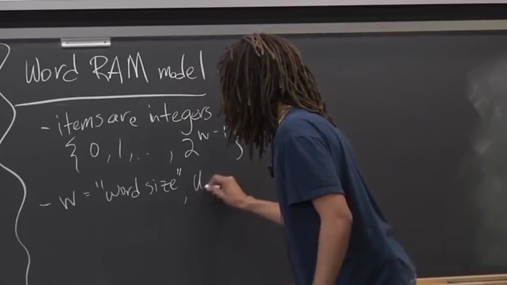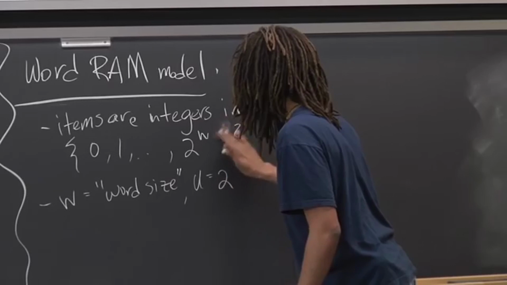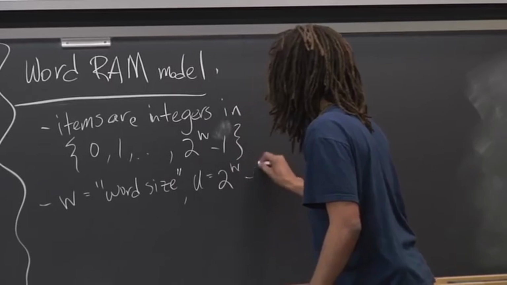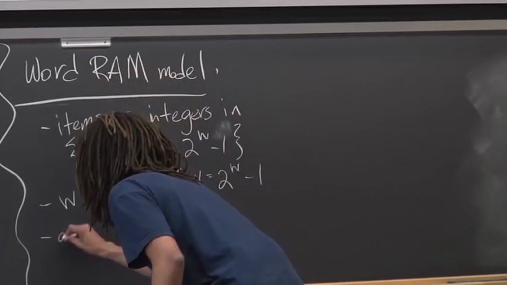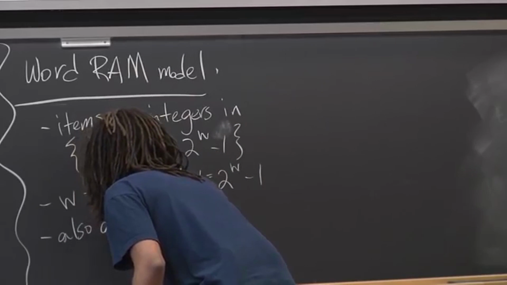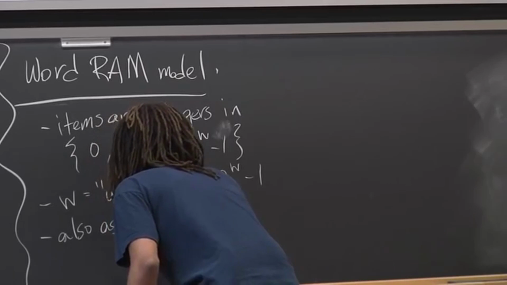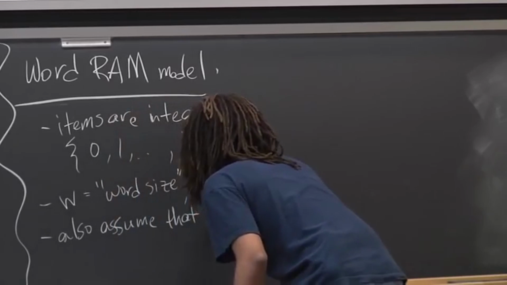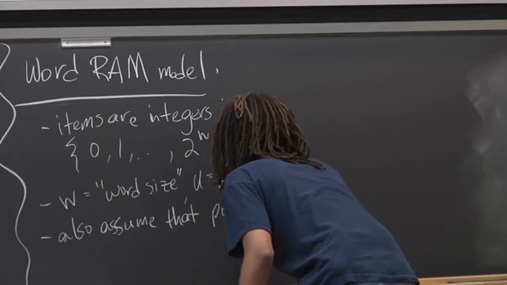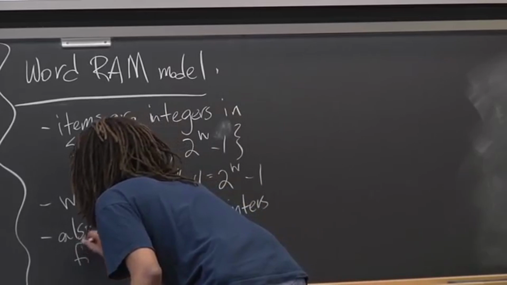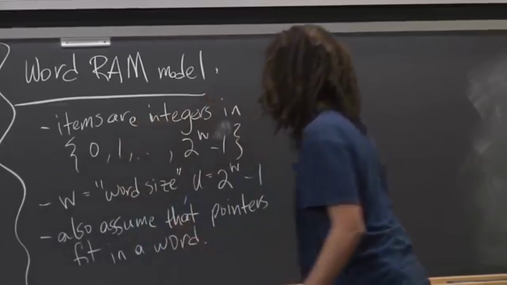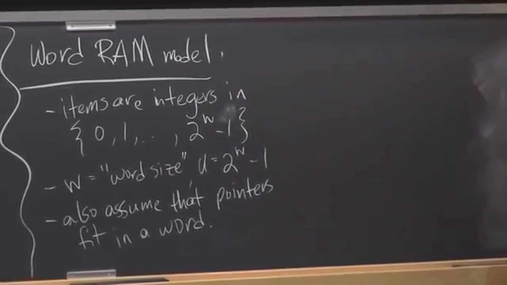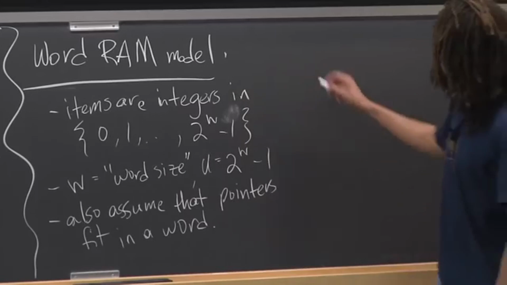And the universe size u is 2 to the w, so the largest element, 2 to the w minus 1, is 2 to the w minus 1. And we also assume that pointers fit in a word.